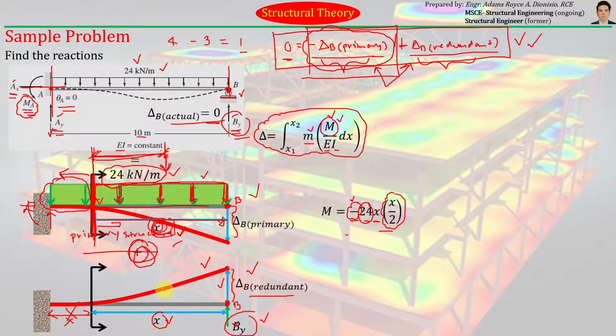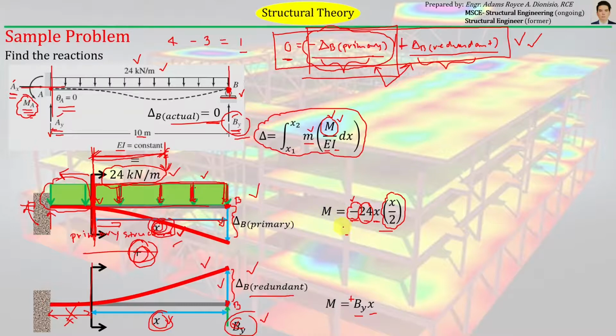Okay, so from this drawing, we can easily get the moment equation of the redundant force By. Let us just get its moment at this particular cutting section. That moment will just be equal to the force, which is By, times the perpendicular distance, which is x. And the sign is positive simply because By is pointing upward. Okay, so these are the two moment equations that we need to compute the primary deflection as well as the redundant deflection. So that is the capital M here.